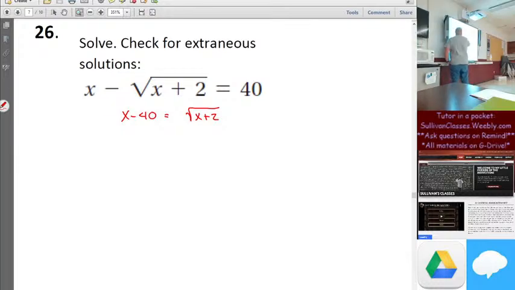I could have subtracted 40 over and added like this. I could have subtracted the x over and then multiplied everything by a negative 1. I could have squared it like that and worked with negatives. It's all good. This is just my personal preference because, ew. Square both sides. Don't square like a freshman.